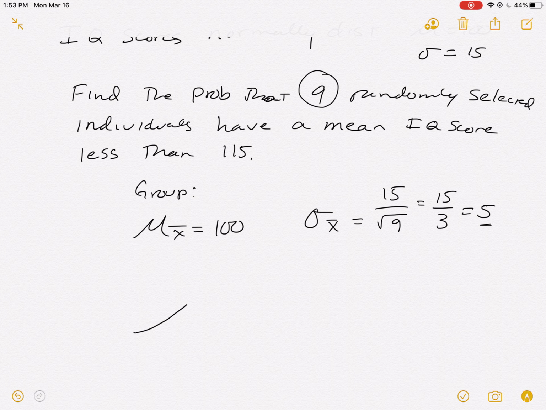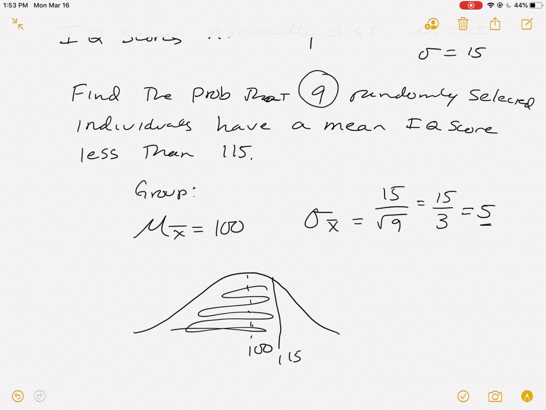So now I draw my picture. The mean's still 100. And I care about being 115 and lower. So what do I have to do? Well, I know what I have to do because I've been through the 6.2 section. I got to find the z-score for 115. Now, I'm going to subtract away the mean, but divide by the new standard deviation of 5.